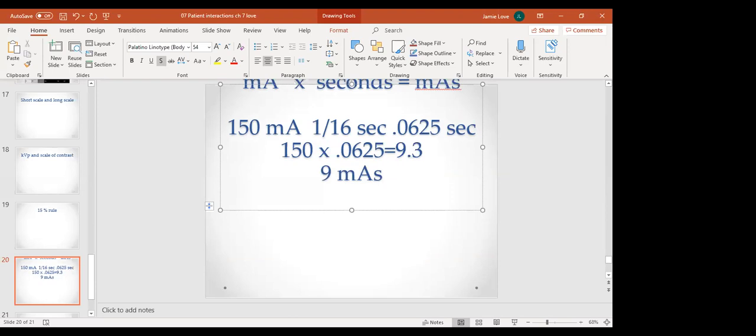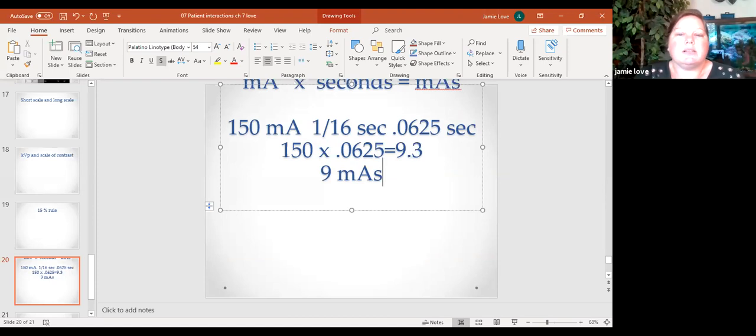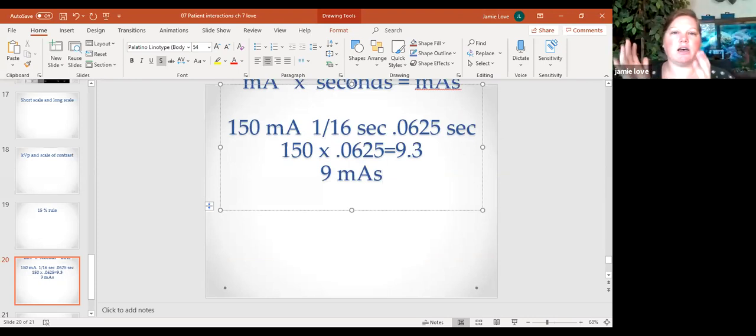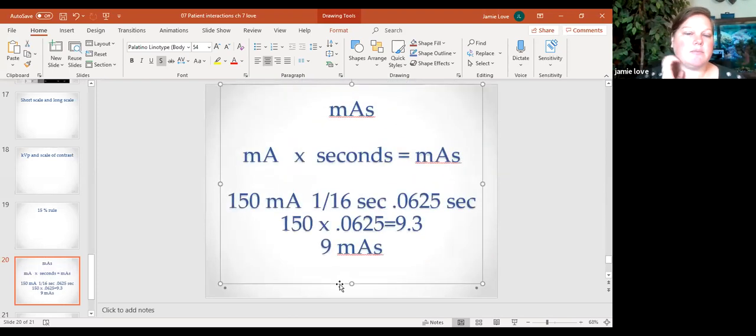How did you get the 0.0625? 1 divided by 16, 1/16 of a second. So 1 divided by 16 gave me the 0.0625. Okay, thank you. You're welcome. So mass is mA times the time, or times seconds. So you want to be able to manually calculate out mass. Now, is there different values that could give me 9 mass? If I changed 200 mA, probably.